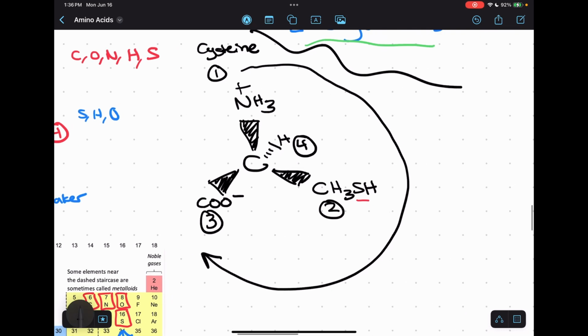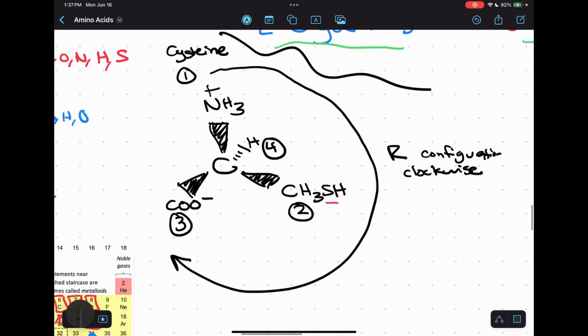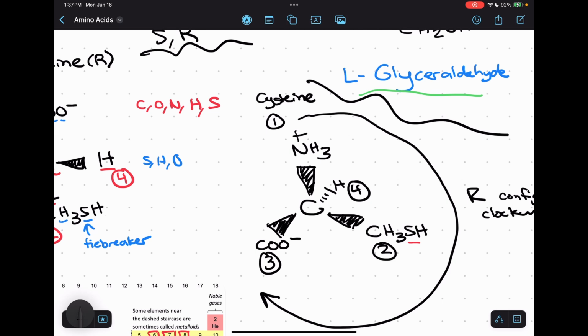And in this situation, this is going to give us an R configuration, because when we have the lowest priority group facing away from us, if the rest of the priority groups are running in a clockwise direction, then that's going to be R. We could do it the different way, where if the lowest priority group is facing towards us, then depending on the orientation, we could still determine it.